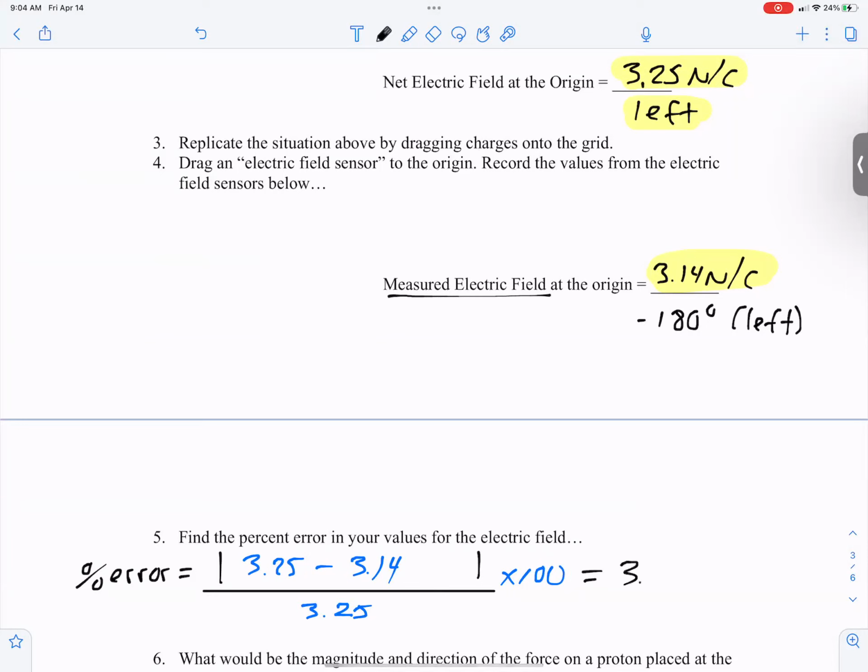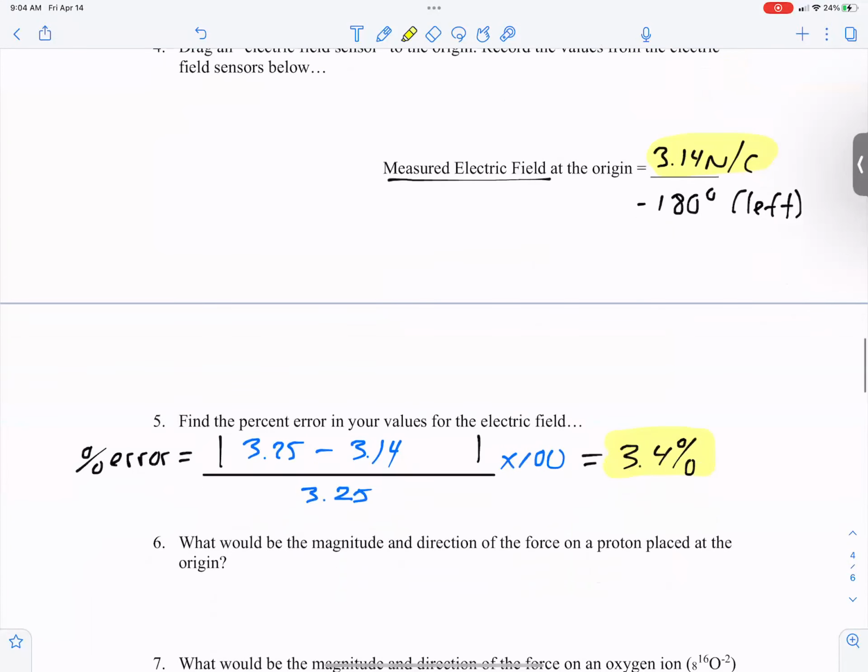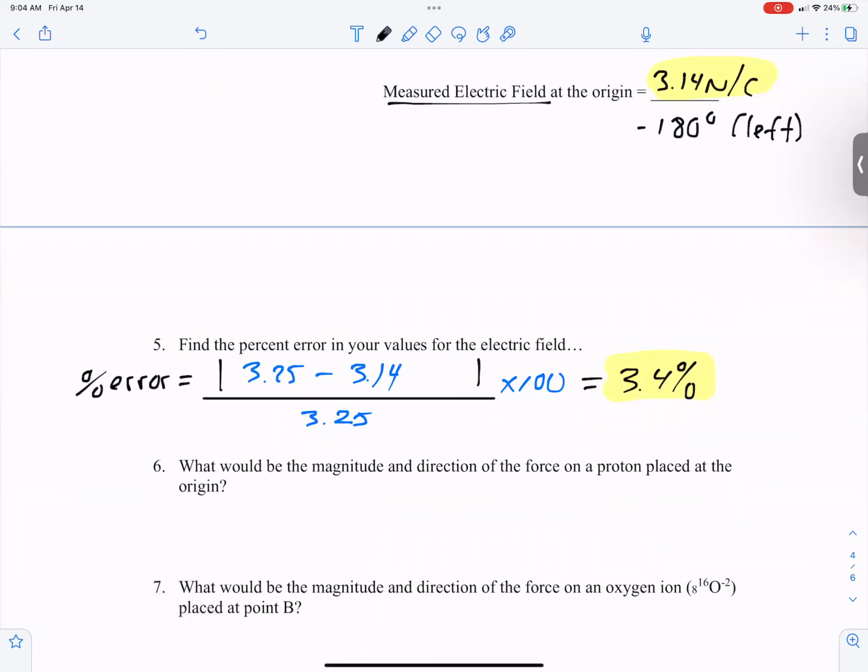And we get about a 3.4% error. Okay, pretty darn good. Number 6, what is the magnitude and direction of the force of a proton placed at that right there? We're going to use the equation F equals Q times E.